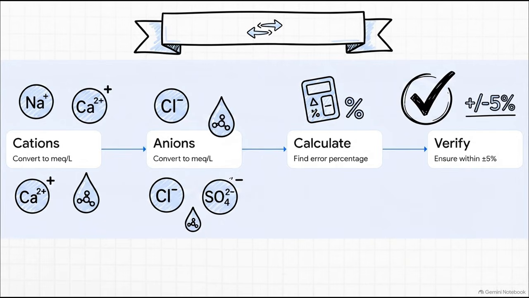Now here's an absolutely crucial point. How do you validate your water chemistry data? Enter the mandatory ionic balance check. Here's how it works. First, you convert your cations to milliequivalents per liter. Second, you do the exact same thing for your anions. Third, you calculate the error percentage between the two. And fourth, you have to verify that the balance is within plus or minus 5%. Listen carefully. If that error isn't within 5%, your laboratory data is analytically invalid. Period. Your report will get rejected.